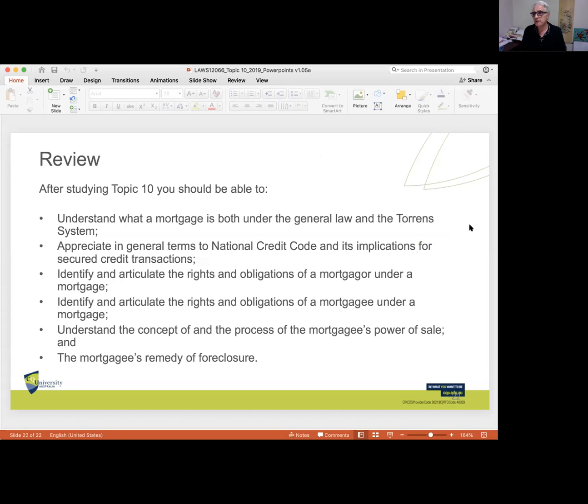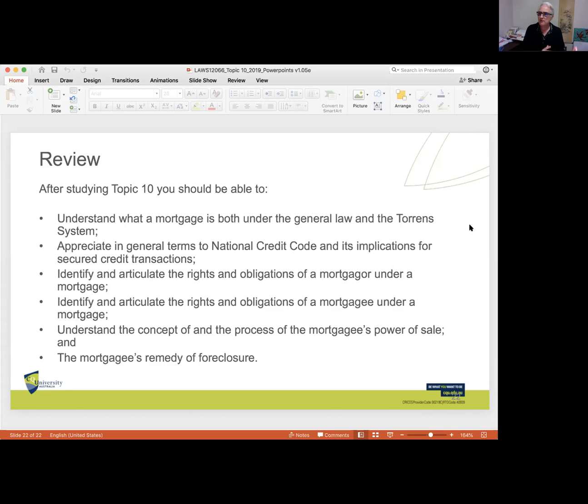So, folks, that brings us to the end of topic 10 on mortgages. What we've been looking at is the nature of a mortgage, specifically in the Queensland context, the Torrens title mortgage. We've been concerned to have an awareness of the national credit legislation and the National Credit Code. Importantly, in terms of the law of mortgages governed by property law, to understand the rights and obligations of the parties to the mortgage, that is the mortgagor and the mortgagee, and the nature of the remedies that both mortgagor and mortgagee can have.